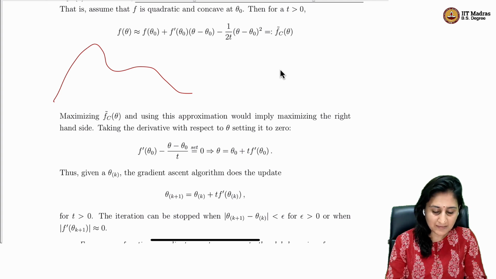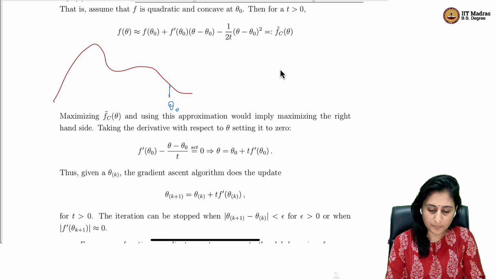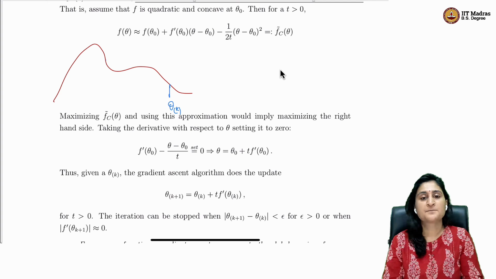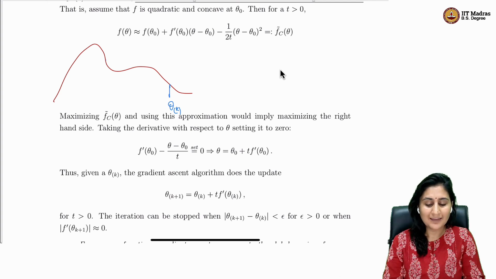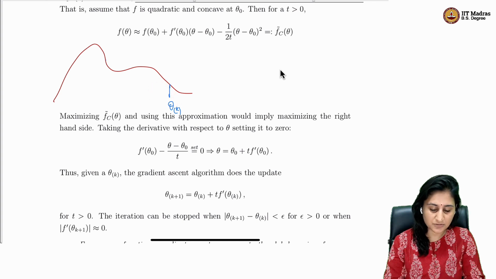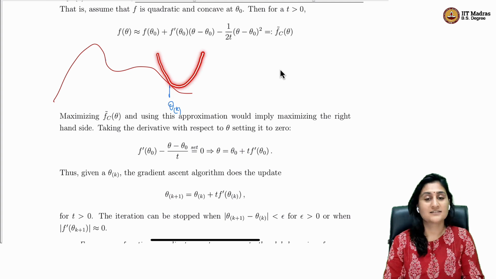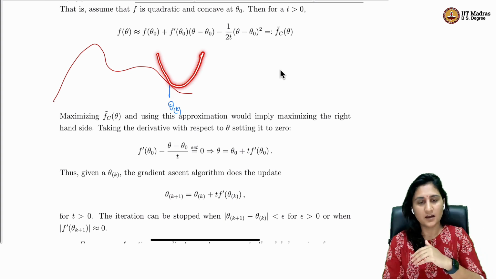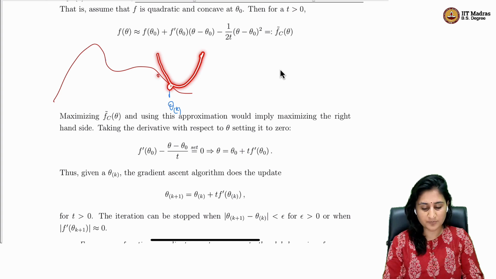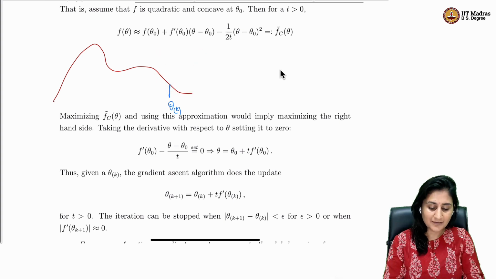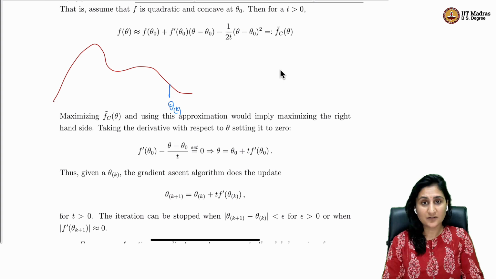Then at any given point, let's say this is your theta 0, or maybe not theta 0, let's call it theta k to be consistent. So this is our current theta k. In the Newton-Raphson algorithm, we do a second order Taylor series approximation, which would be something like this. In this case, at this position, our objective function is convex, so this would be the second order Taylor series expansion. But in gradient ascent, we do a quadratic approximation, but we always do a concave quadratic approximation.